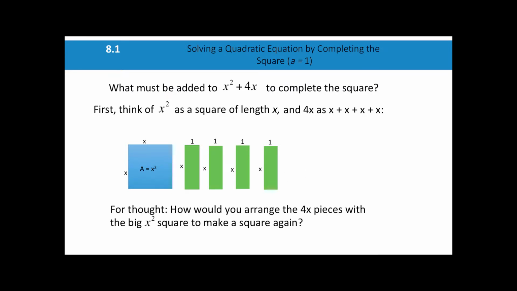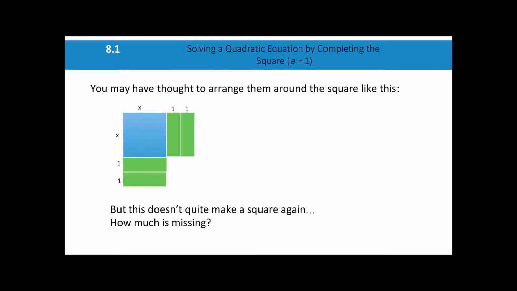So I want you to think about how would you arrange the 4x pieces with the big x squared to make a square again. You can pause the video, think about what that will look like. How can you take these 4 smaller pieces and arrange them with the big piece to try to keep it a square? After you have thought about it, you can unpause. You may have thought to arrange them around the square like this. This is only one way, there are other ways.